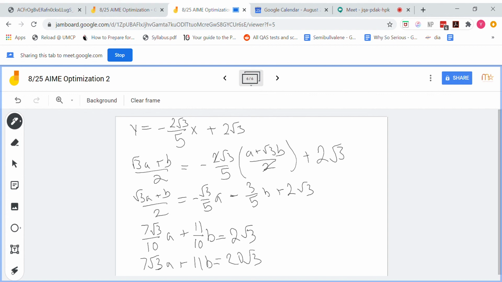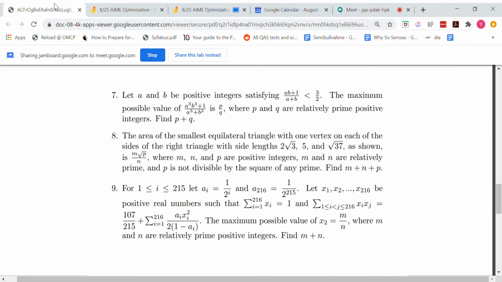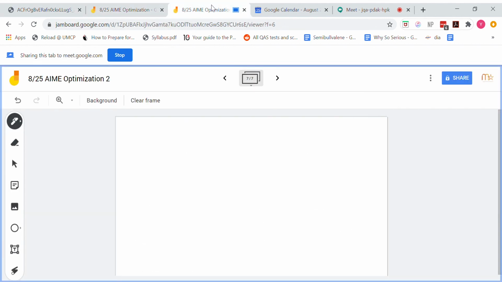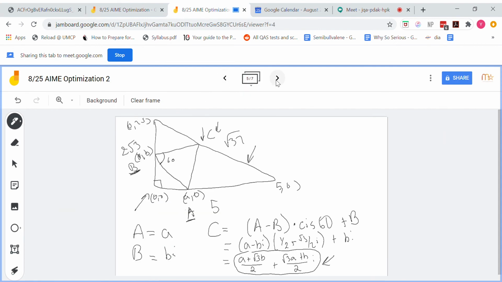But let's go back to what we're trying to figure out, which is the smallest area of the equilateral triangle. If we remember, the area of the equilateral triangle is equal to s squared root 3 over 4, where s is the side length. And what is the side length of this equilateral triangle? It's just the square root of A squared plus B squared, correct? Times root 3 over 4. And so if we're trying to minimize this area, what we want to minimize is A squared plus B squared.